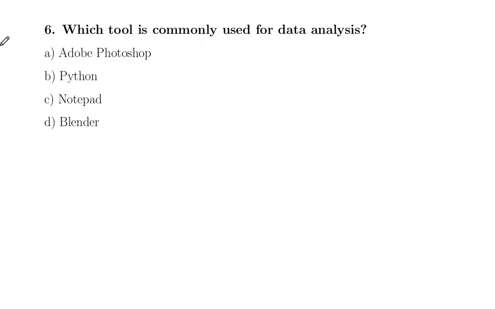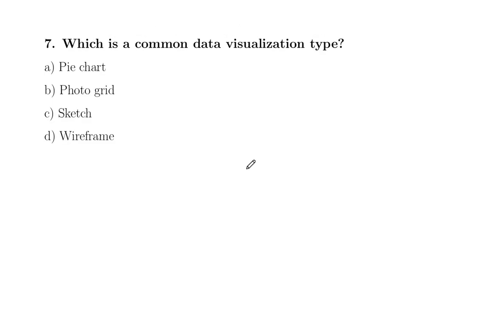Which tool is commonly used for data analysis? Adobe Photoshop, Python, Notepad, Blender. The correct option is Python. Python is used to analyze the data. Which is a common data visualization type? A, pie chart, photogrid, sketch, and wireframe. For data visualization type, that is a pie chart.